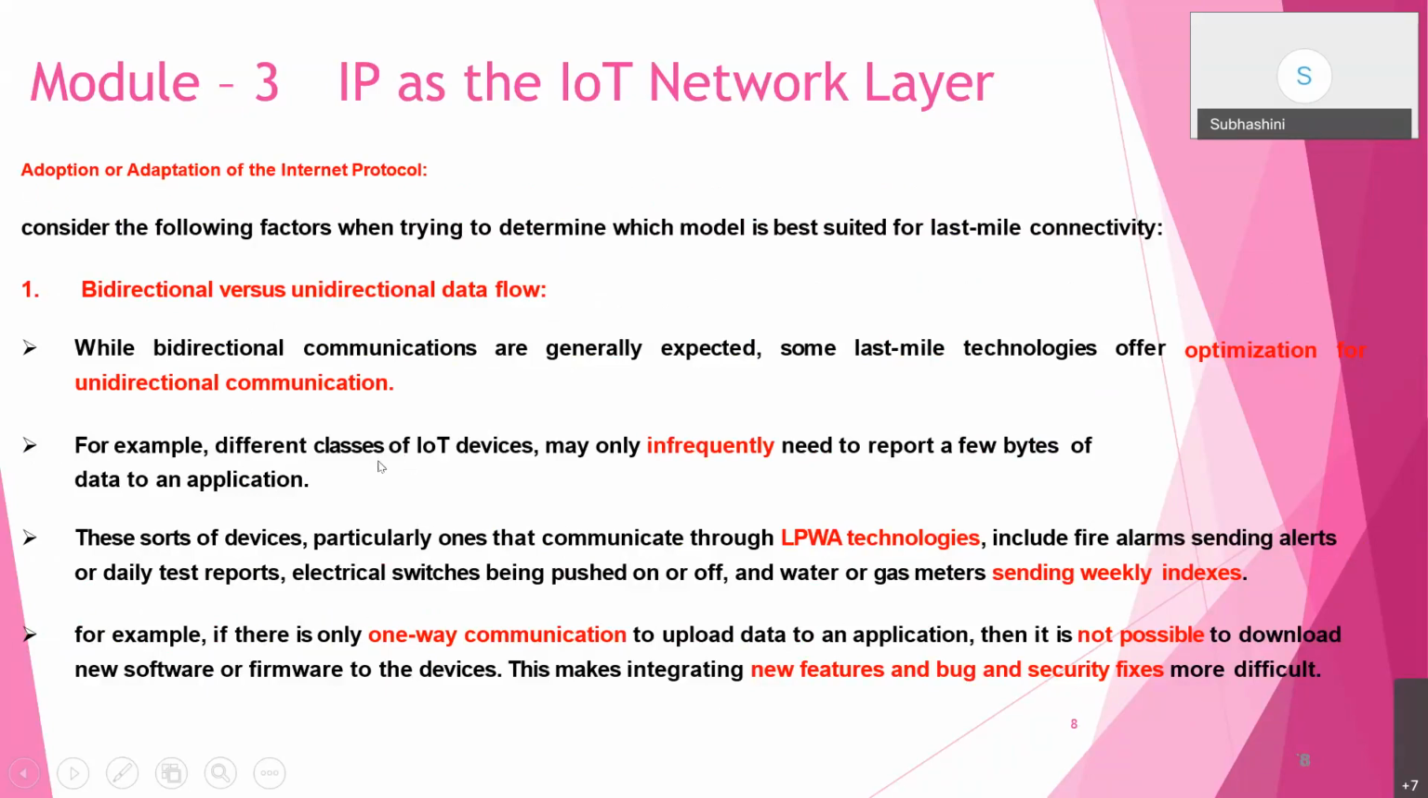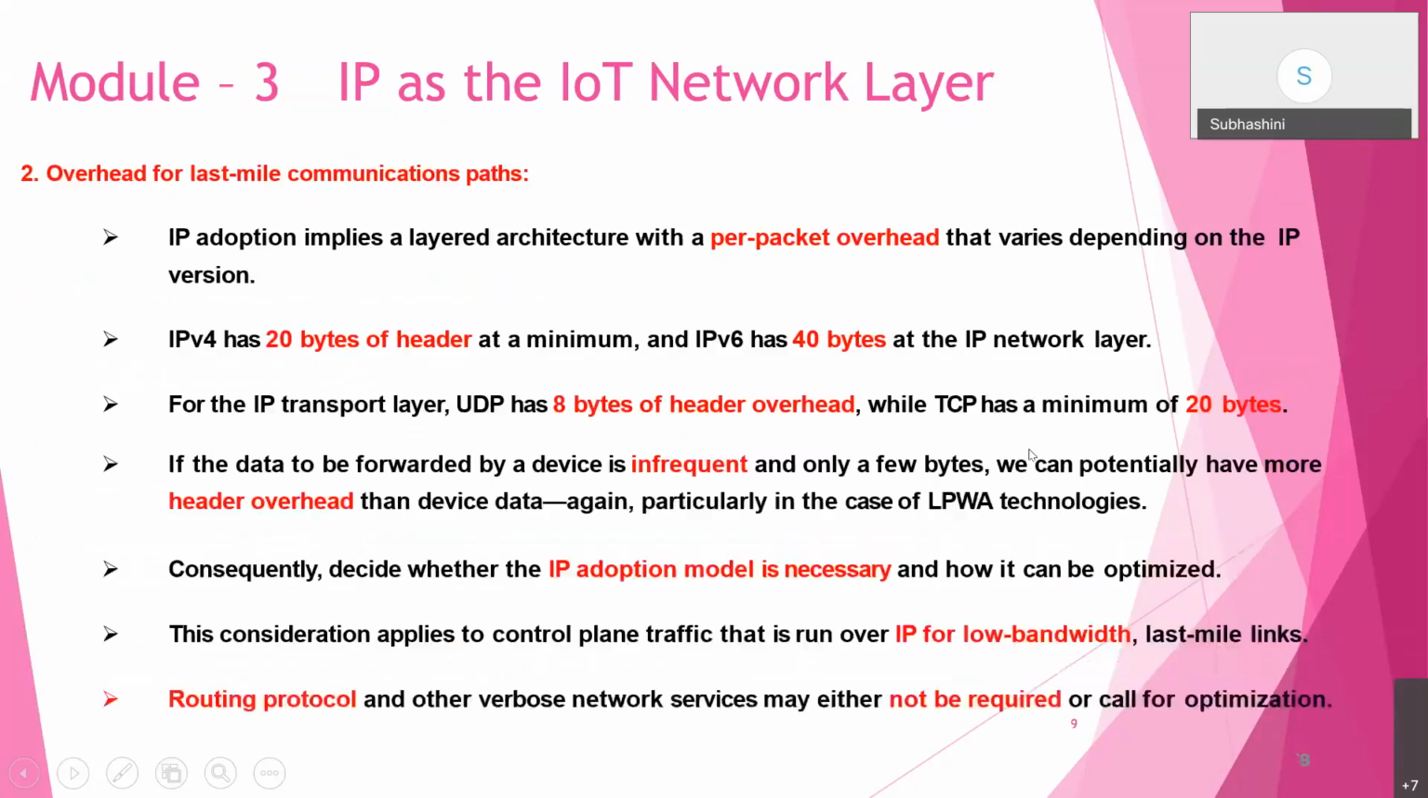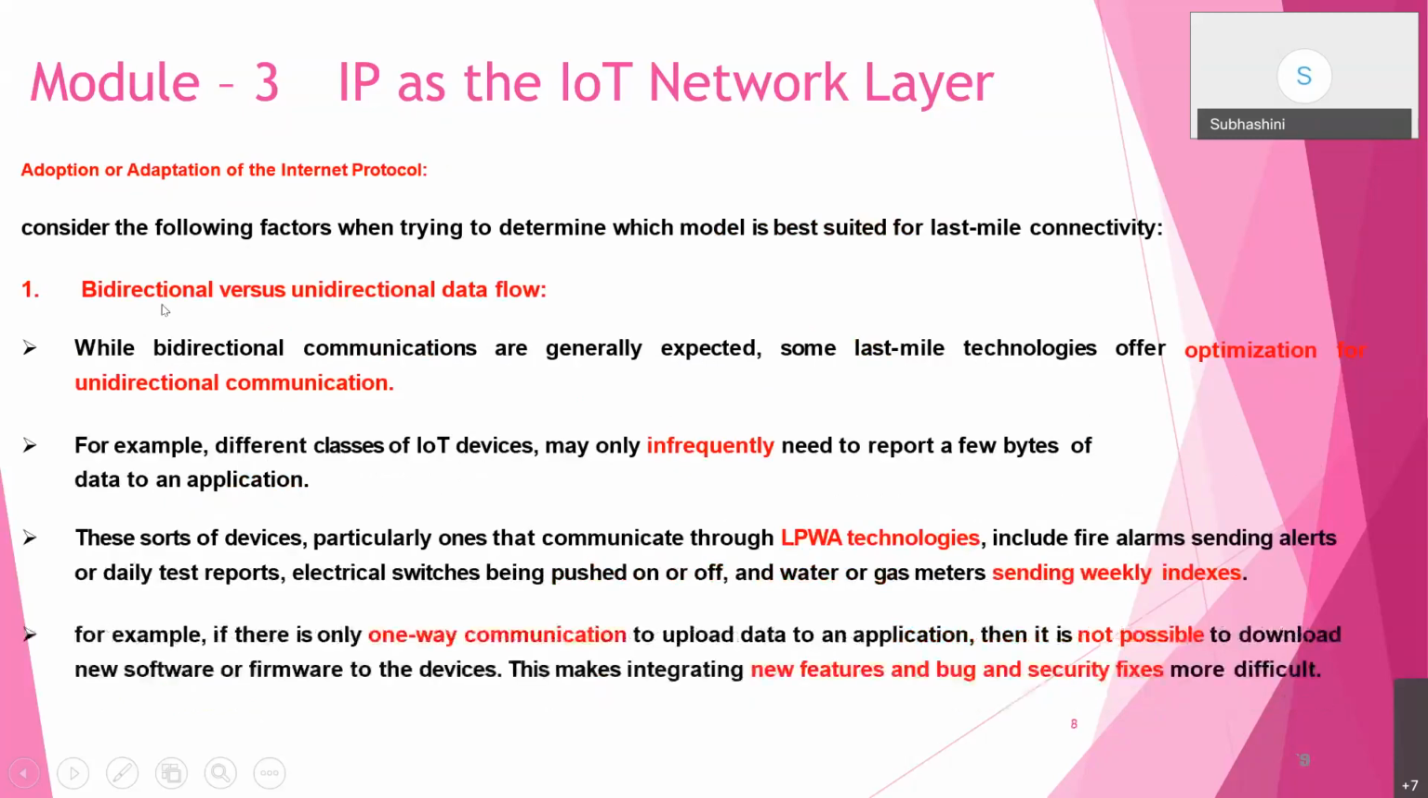This discussion tells the different classes of IoT devices you have, with different data sizes that they are sending. Now in that case, how do you adopt these two models? In the first case, for bidirectional and unidirectional, if the data is bidirectional, you are sending and receiving, then what type of model suits you, adoption or adaptation? And in the case of unidirectional, which model suits you? One classification you can do is based on data flow directions.